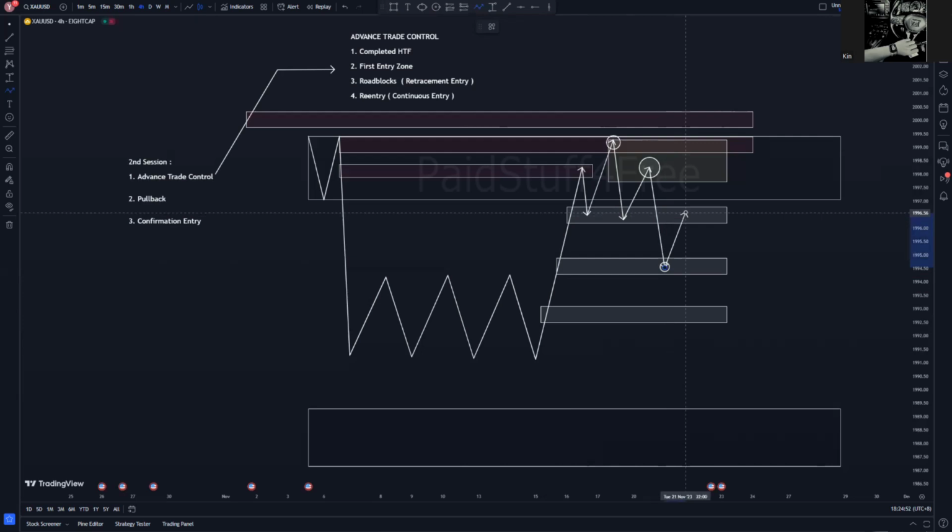Get into the sell zone, for example. If inside of this one there is a confirmation entry, we can take the trades, all right? We can take the trades. So the price is going to go down like this.